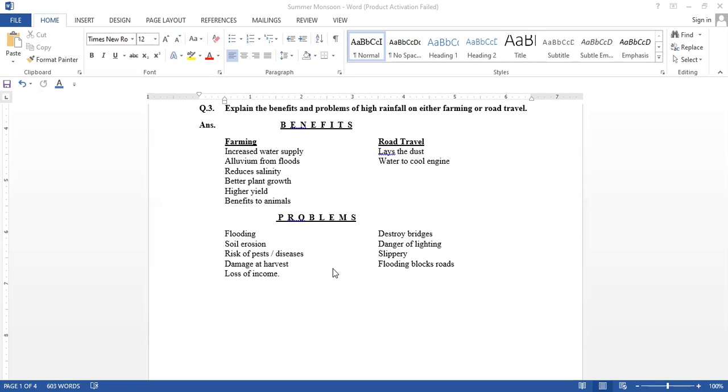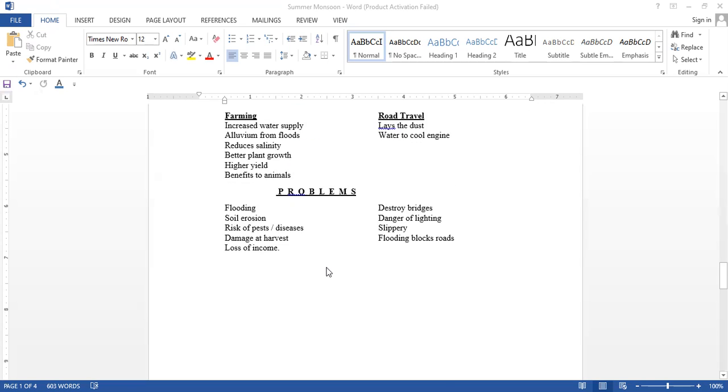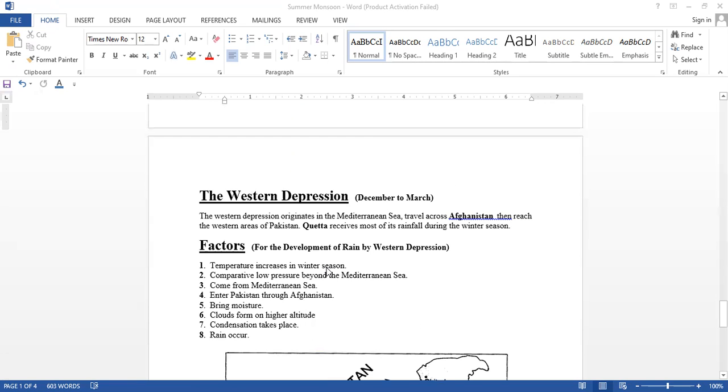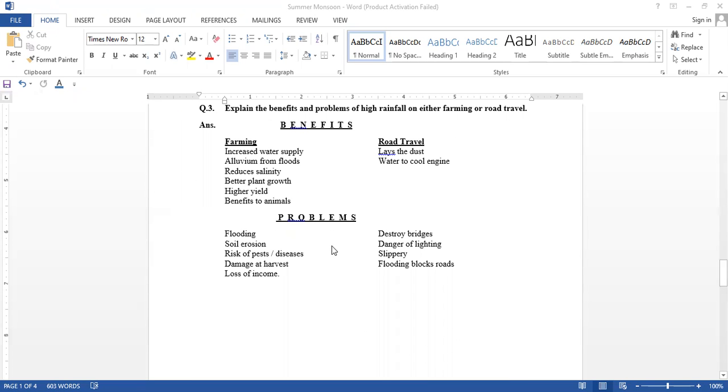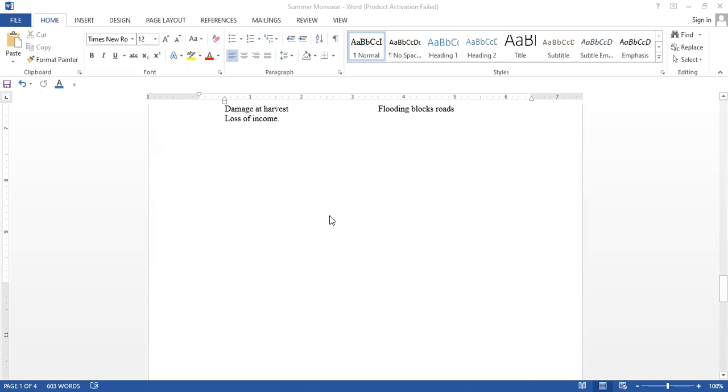I mean, sometimes the area is cut off from the rest of the country. So this is the time the problem really occurs. So my dear students, the next topic is the advantages and disadvantages related to the rain by the source monsoon from different angles, like in the urban areas, in the rural areas, as well as road travel.